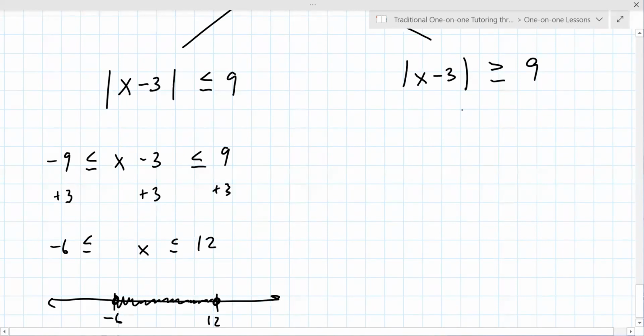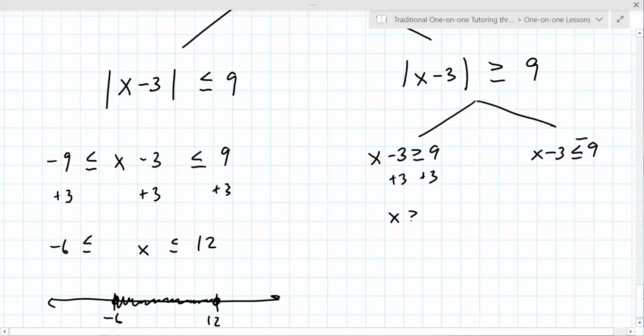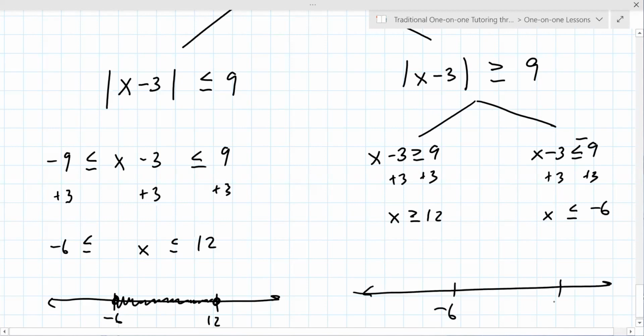Okay. Now let's do the other one. It's okay if you just follow along here. You don't have to actually do the work, because you're going to see something very, very important here when we're all done. So you add 3: x greater than or equal to 12. Add 3: x less than or equal to -6. So notice we get the exact same numbers. That shouldn't surprise you. All the numbers less than -6 and all the numbers greater than -6.